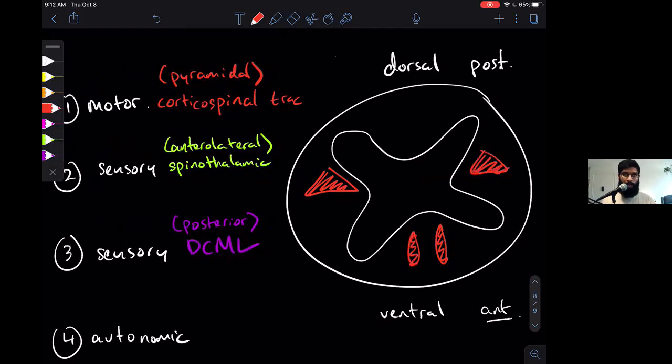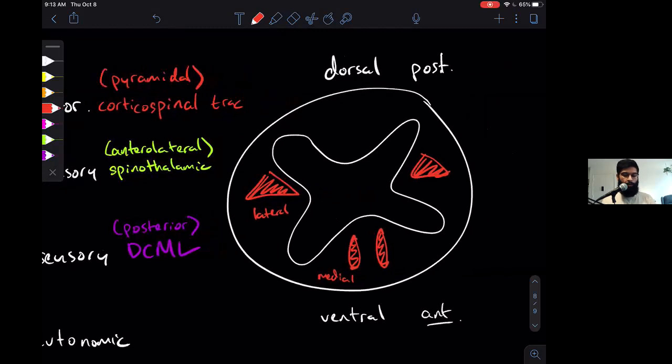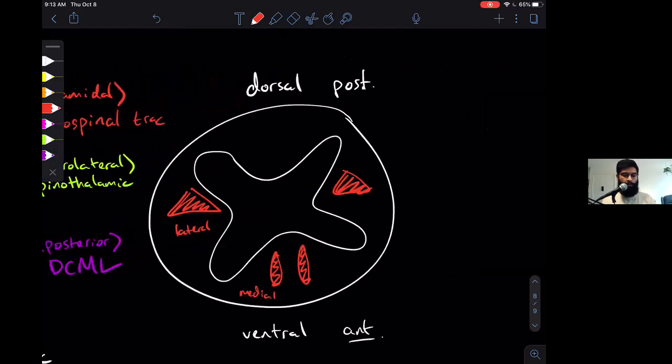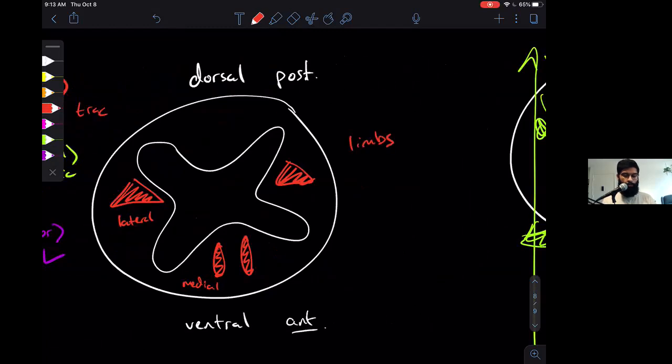And remember, don't worry about taking notes or drawing this out. I'll make my notes available to you. So this is going to be your lateral corticospinal and your medial corticospinal tracts. And this is going to provide all of your skeletal muscle movement. Your lateral tracts are primarily going to provide information for your limbs. And your medial corticospinal tract is going to provide information for your core muscles, your trunk muscles, okay?